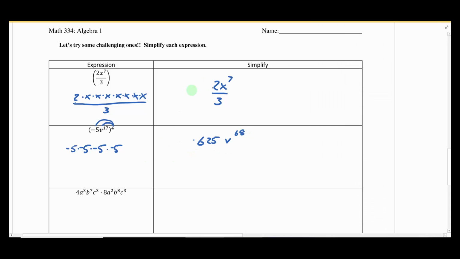And notice how there is no column here for expand. It's because I want you to use these patterns and use these rules that we are figuring out as we go along here instead. So that was a lot easier than writing out 68 v's. Even writing out the 4 -5s here was kind of annoying.